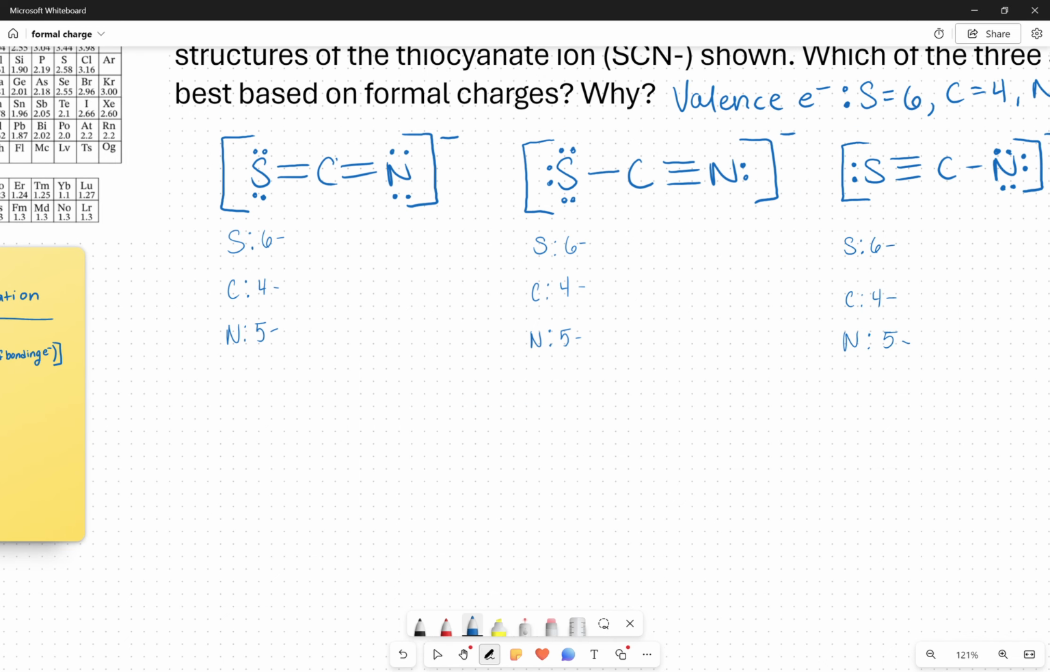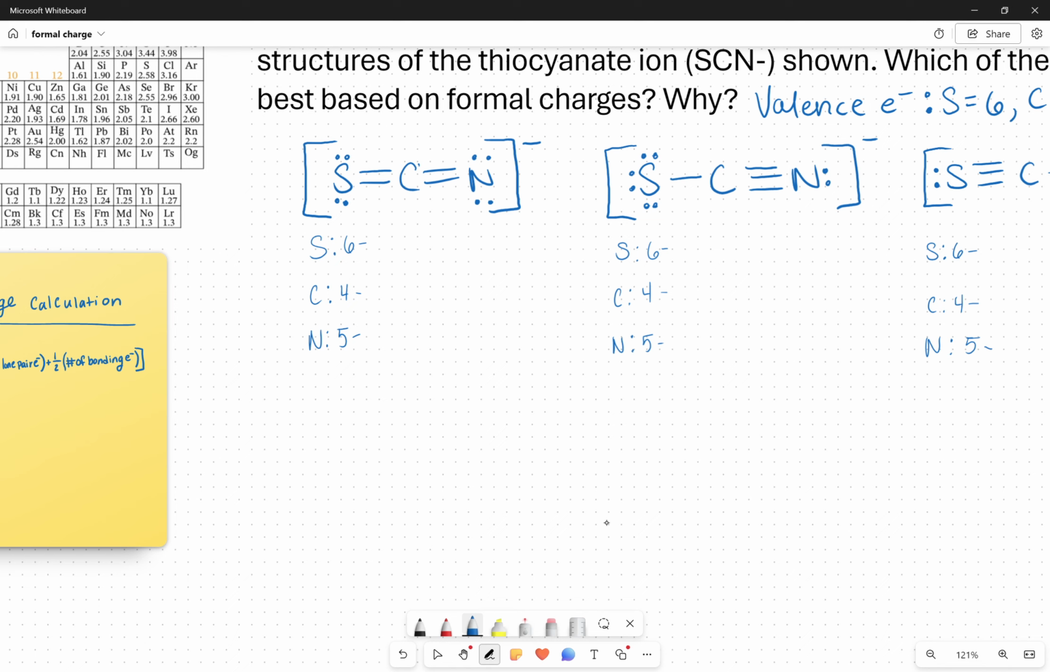So starting with sulfur over here, we can see that we start with having 6 valence electrons, from which we are subtracting there are 1, 2, 3, 4 lone pair electrons plus 1/2 the number of bonding electrons. So since we have 2 bonds, that's going to be 4 bonding electrons, which will mean we are subtracting from the 6 initial valence electrons, 4 plus 2, which is 6, which gives us a formal charge of 0.